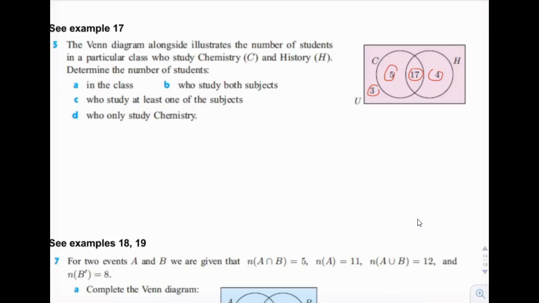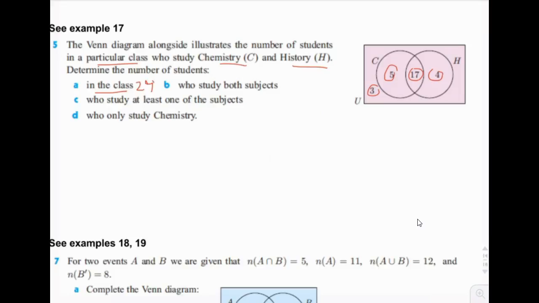So let's see. Determine the number of students who are in the class, in a particular class who study chemistry and history. So let's say that this is math class or something. So in the math class we have all these people circled in red. How many total? Well, it will be 3 plus 5 plus 17 plus 4, which would be 29.